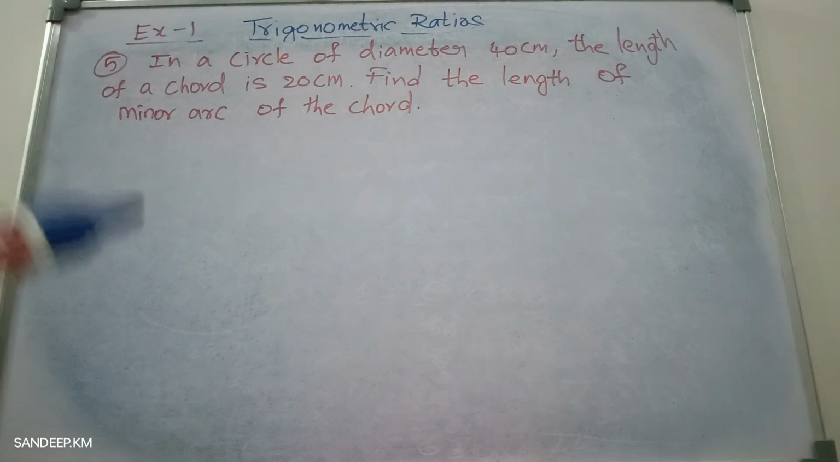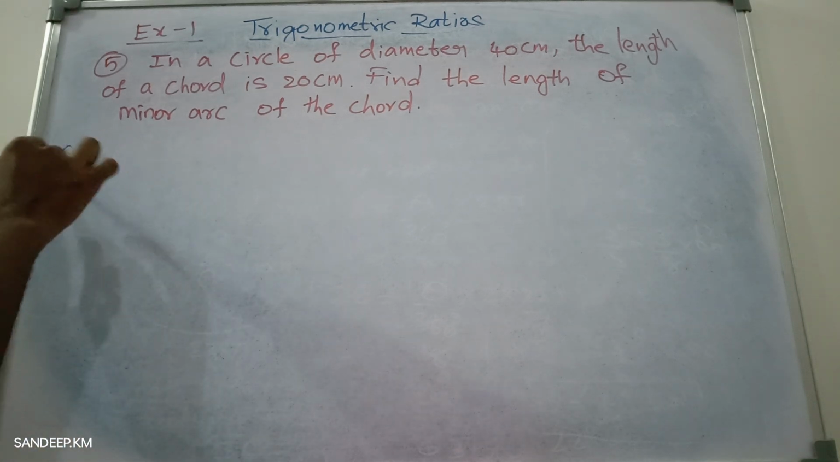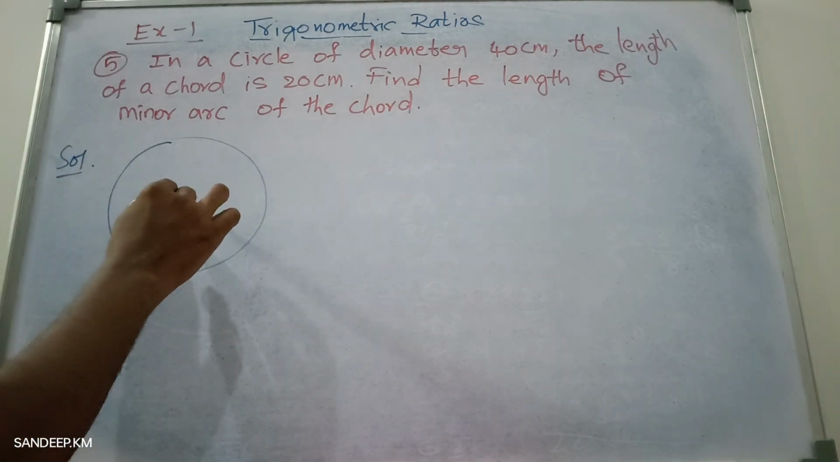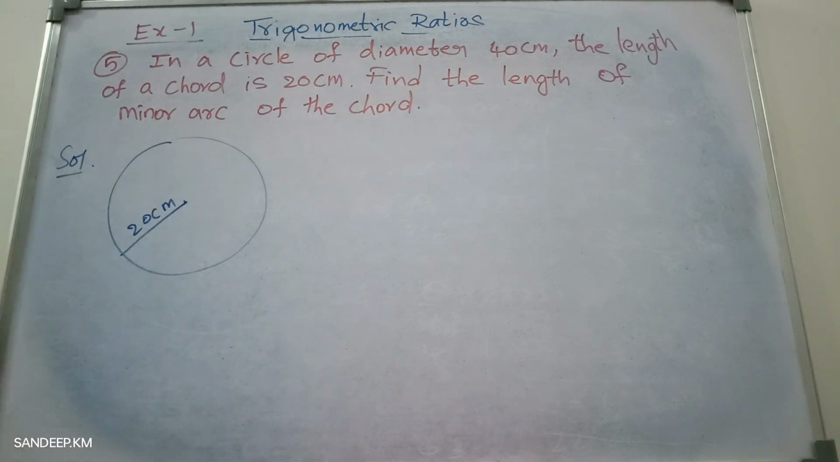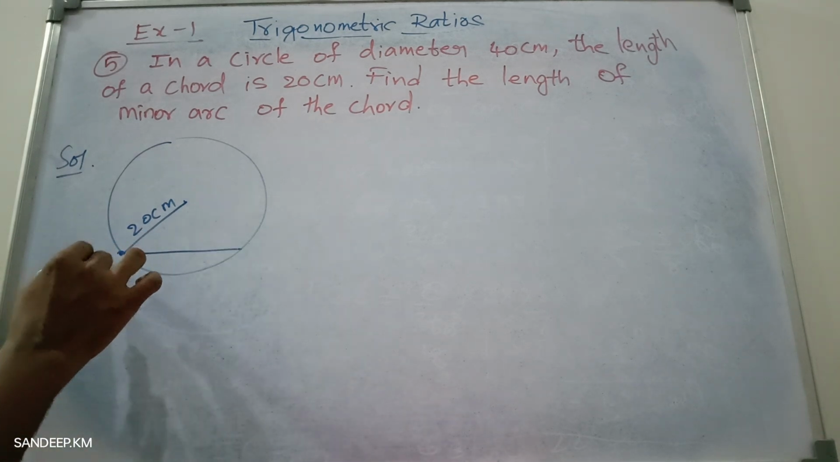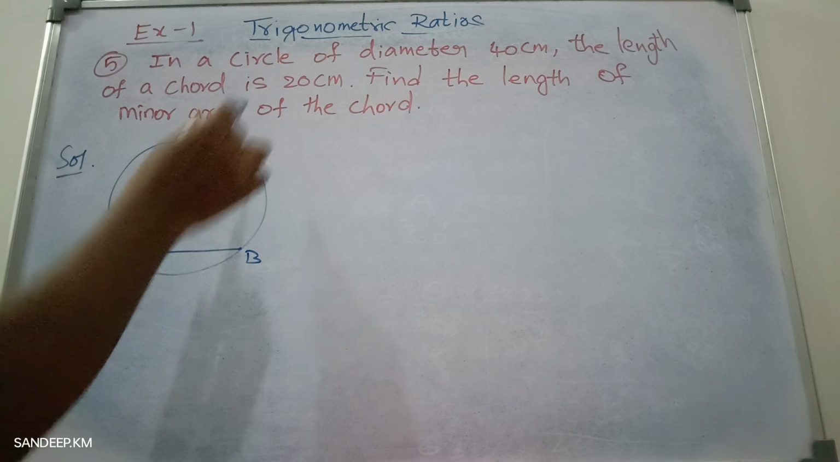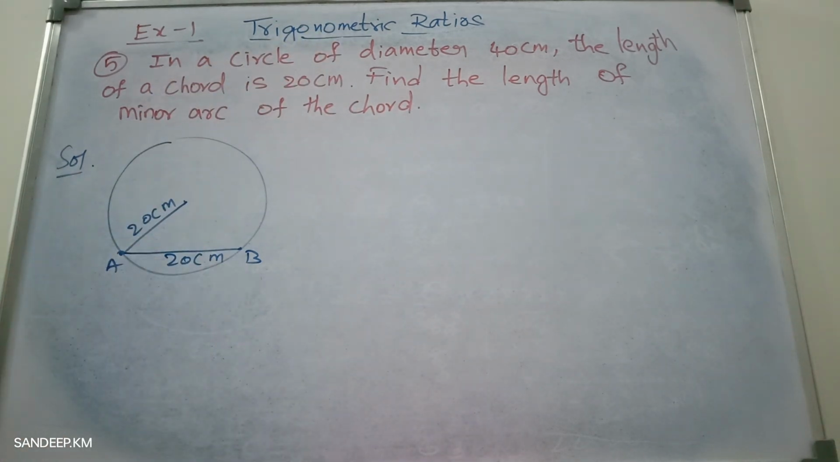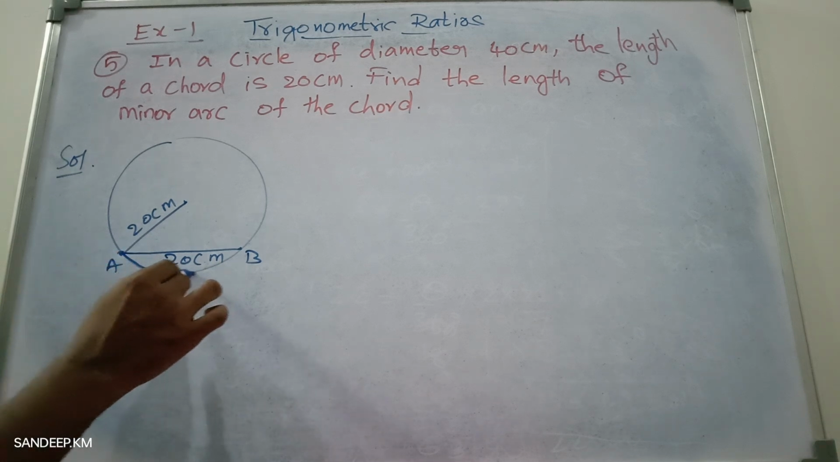So here is our question. In a circle of diameter 40 centimeters. So we have a circle whose diameter is 40 centimeters, which means the radius will be 20 centimeters. Next, the length of a chord is 20 centimeters. And all of us know that chord is the line segment which joins any two points on the circle, and this particular chord has a length 20 centimeters. So find the length of the minor arc of the chord, and this is the minor arc of the chord.